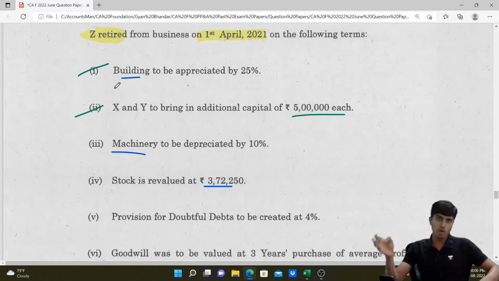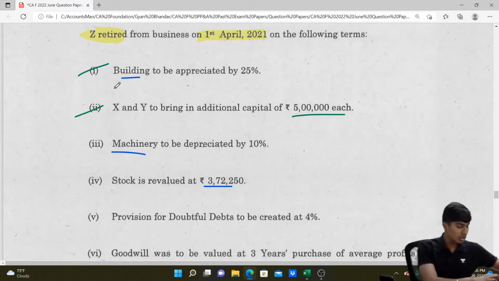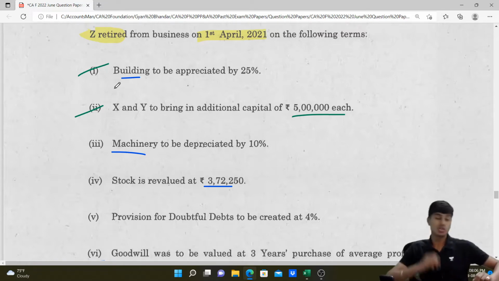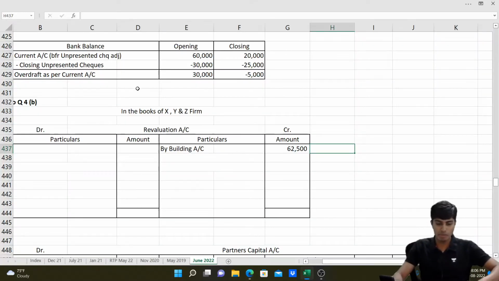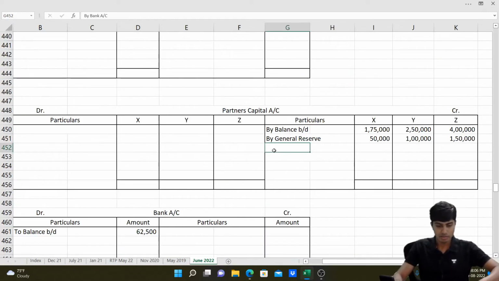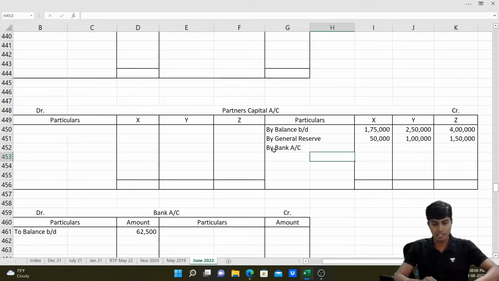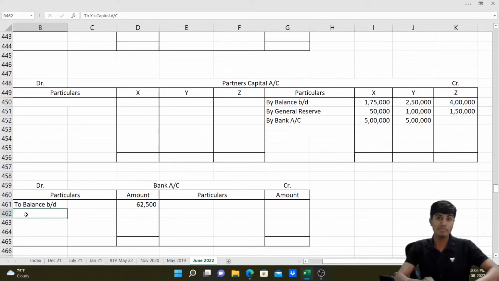So 5 lakh will be brought by X, 5 lakh will be brought by Y. Together they bring in 10 lakh rupees. The journal entry will be bank account debit to partner's capital account. In the partner's capital account, I'll write "by bank" for the additional capital that they're bringing in. This is 5 lakh, 5 lakh. And this will come in our bank account on the debit because bank balance is increasing, to X capital, to Y capital, 5 lakh.